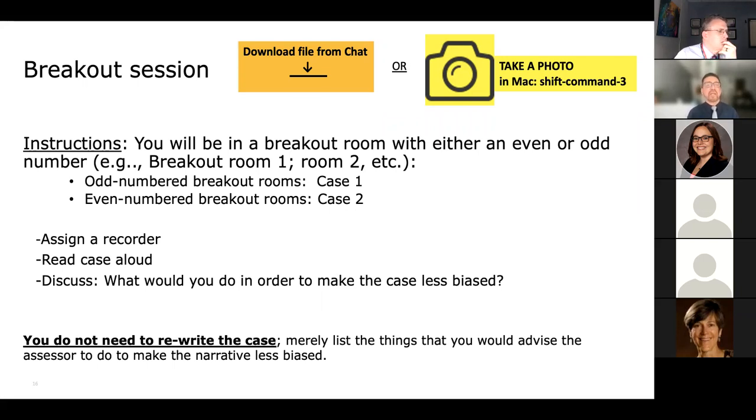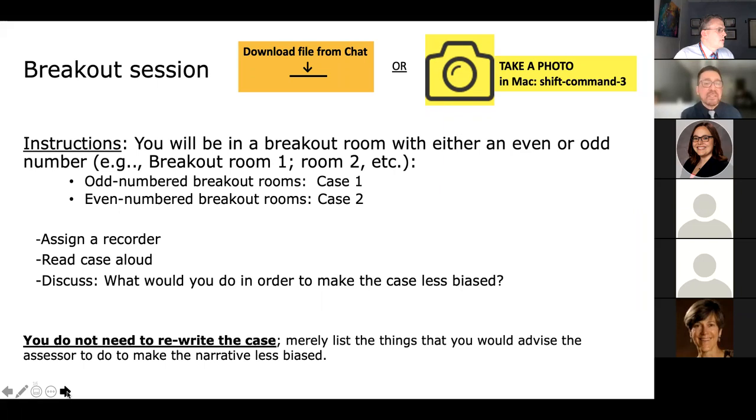When you get into your breakouts, assign a recorder, have one person read the case aloud, and then discuss what you would do in order to make the case less biased. There are more detailed probing questions in the instructions that you should have received by email, but I'll also put the set of instructions in the chat area. You don't need to rewrite the cases, but what would you say to a person who wrote this assessment in order to make it less biased?